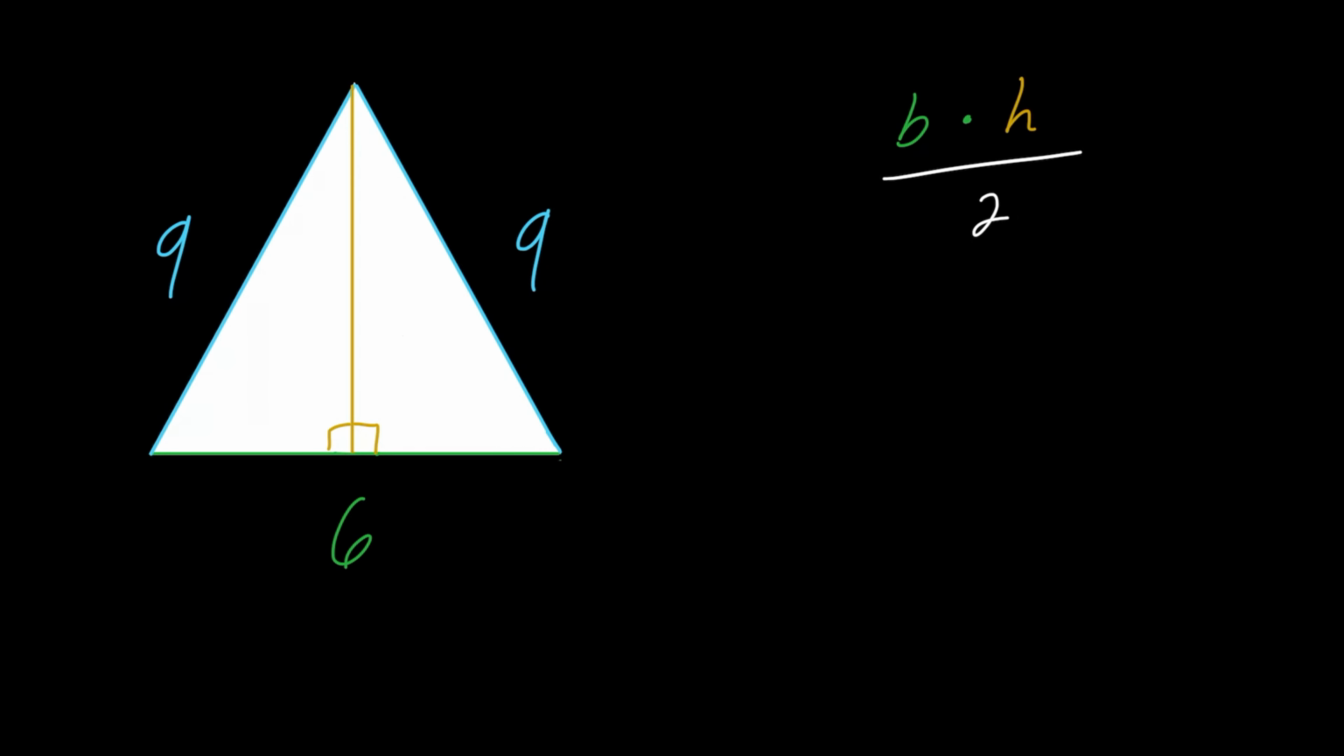Two different right triangles. Now we know that this whole base equals 6. But since we're talking about two different triangles now, they're going to need to share their number. So this side over here is going to be half of 6, which is going to be 3. And the other side is going to be 3 as well. So this is where the Pythagorean theorem comes in.